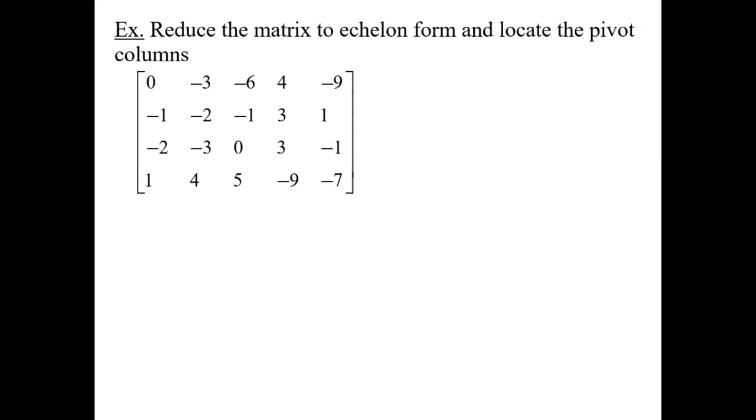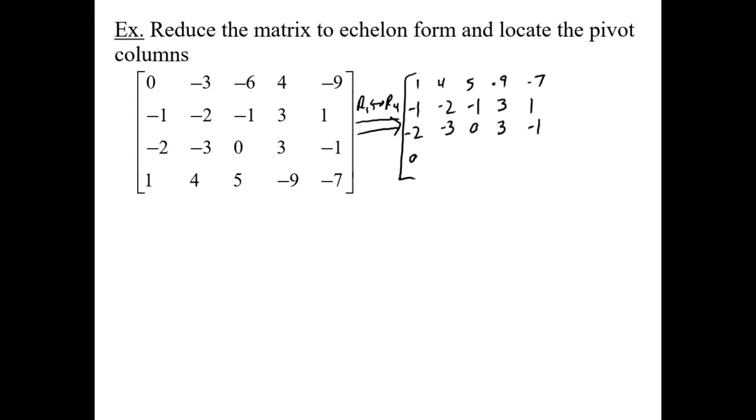Okay, so I'm going to switch the top and bottom rows. So row 1 and row 4 are going to switch. So the top row is now 1, 4, 5, -9, -7. Second row doesn't change any. Third row doesn't change any. And the bottom row becomes 0, -3, -6, 4, -9.